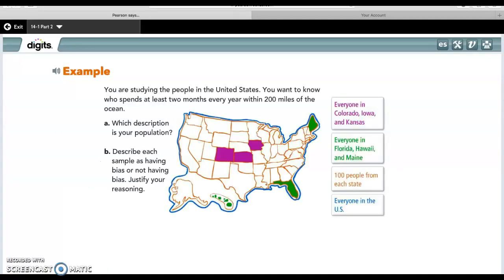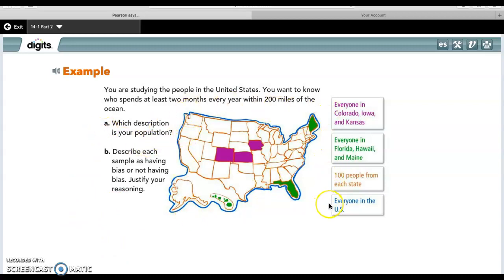Our example here says that we are studying people in the United States. We want to know who spends at least 2 months every year within 200 miles of the ocean. Now we have our population here. We want to know what our population is. Oop, lost my mouse. Hold on. There we go. Our population here, we're looking at everything in this map.